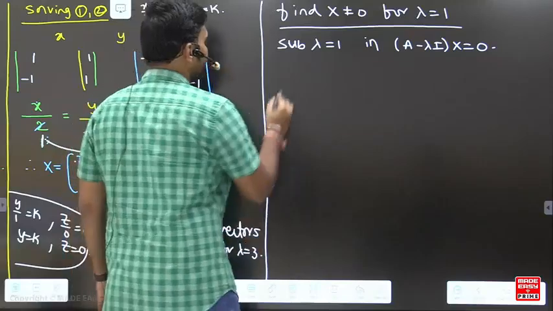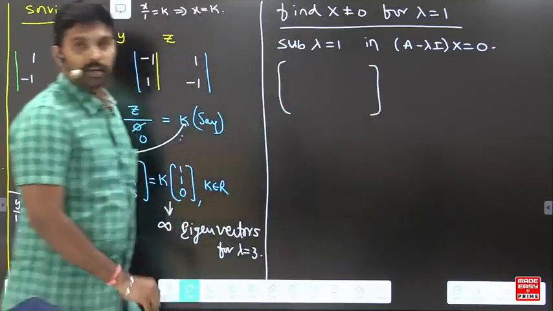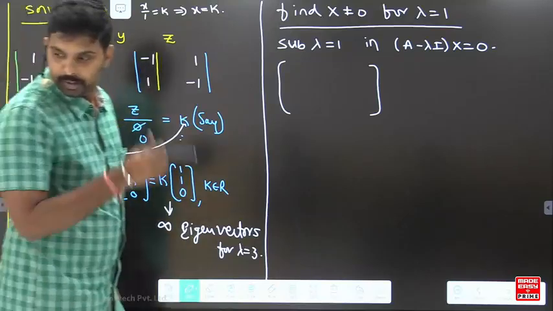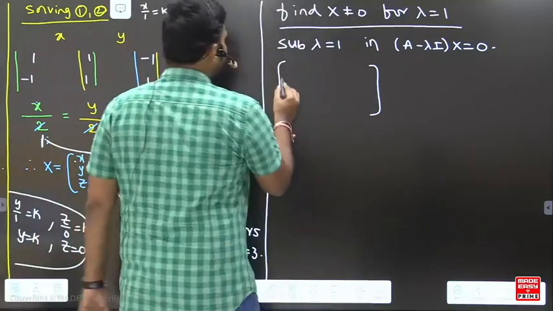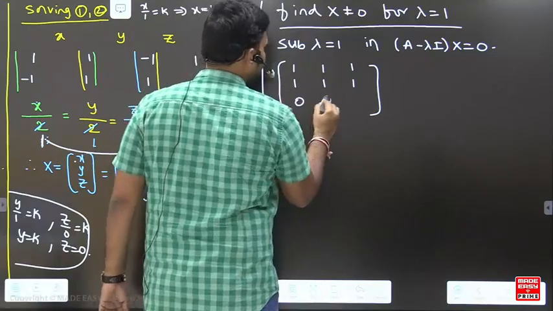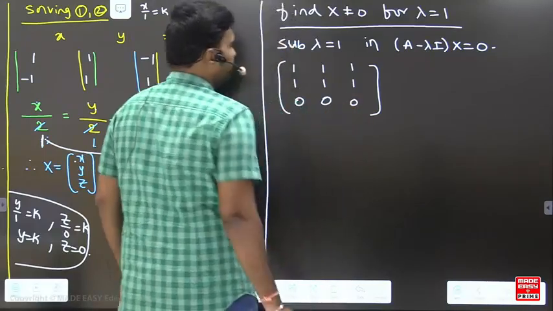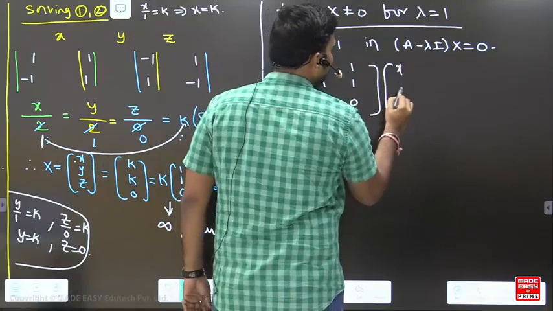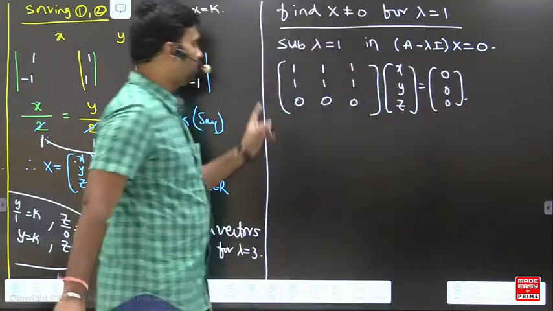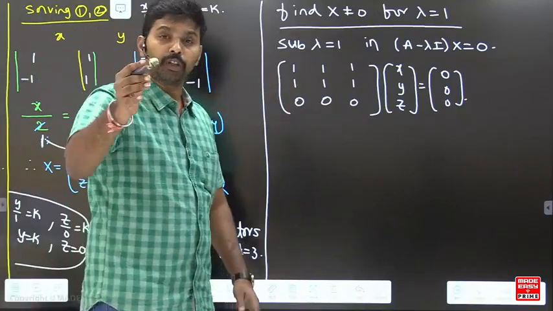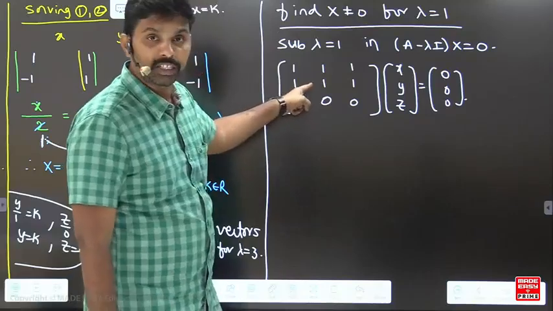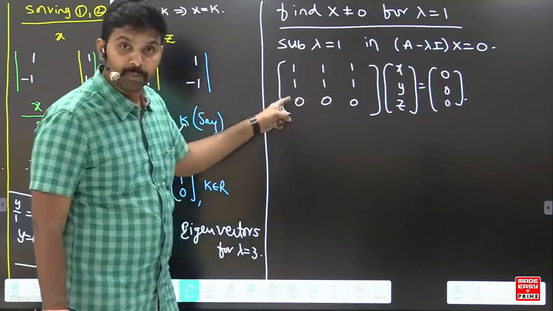So in that case, what is it going to be? A minus lambda I, put lambda equal to 1. Now 2 minus 1, 1, 1 and 1, 1, 1, 0, 0, 0, into x, y, z equal to 0, 0, 0 here. See, many people are writing doubts, so look at these equations carefully, my dear.